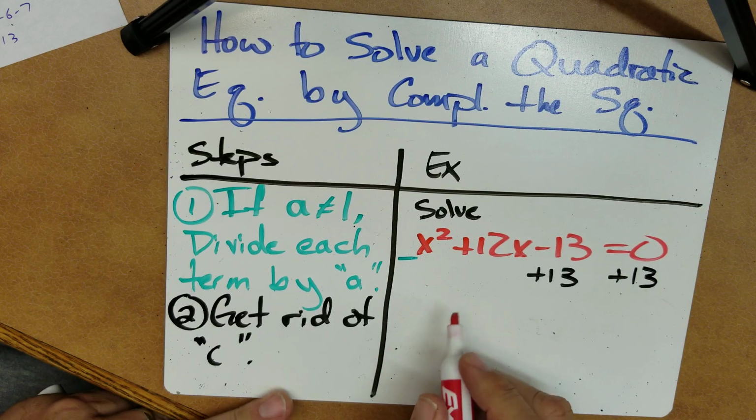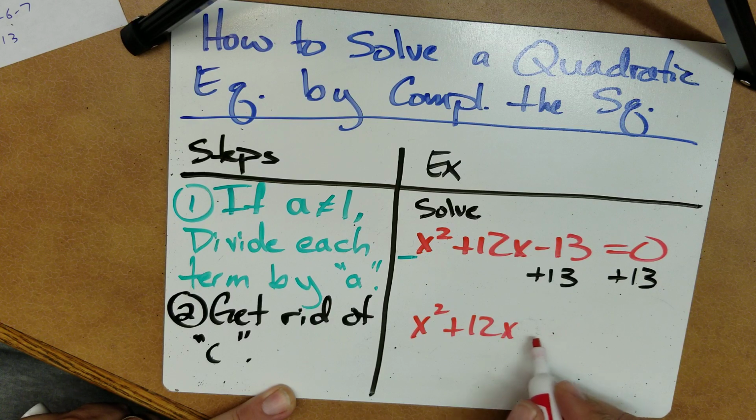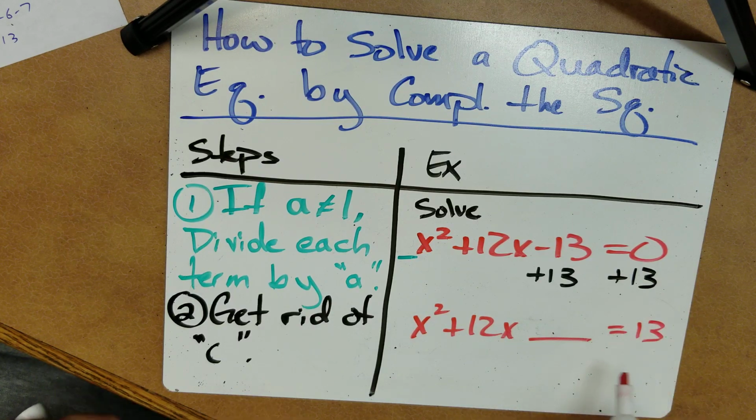And this is going to leave me here x squared plus 12x. And then I'm going to leave me a little space right there, and I'm going to make that 13. Why am I leaving that space, everybody? You know what I have to do. I got to complete the square.